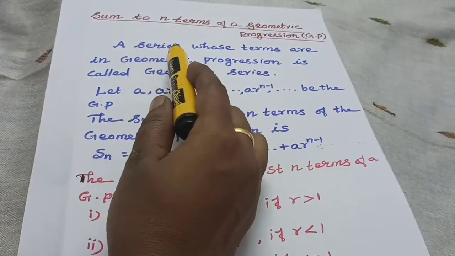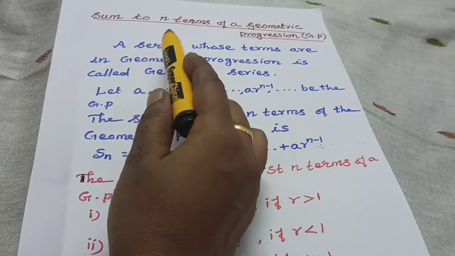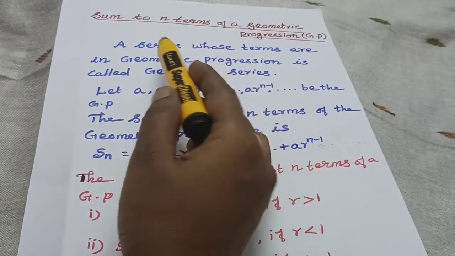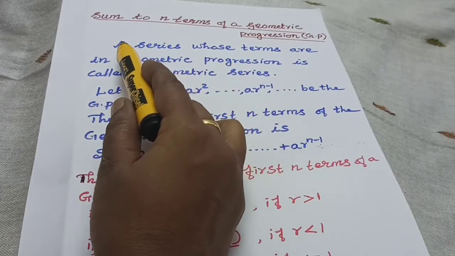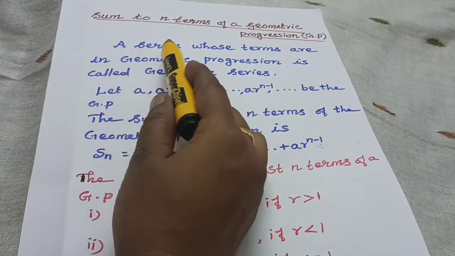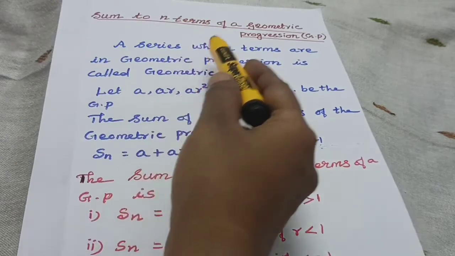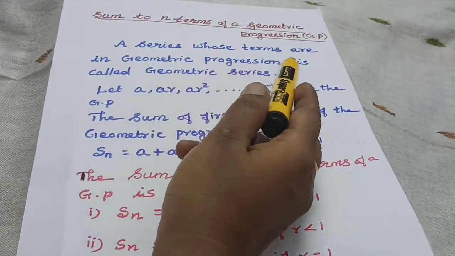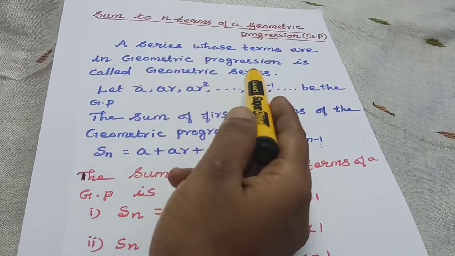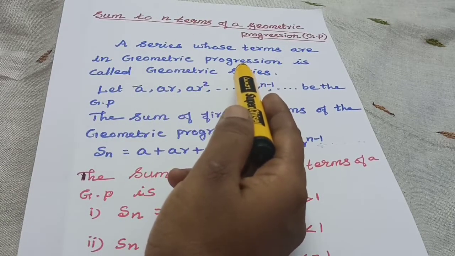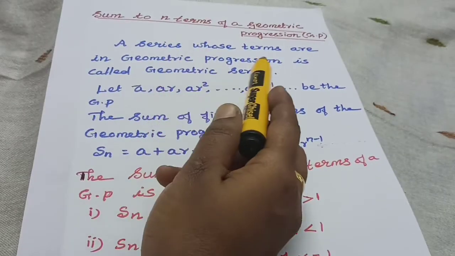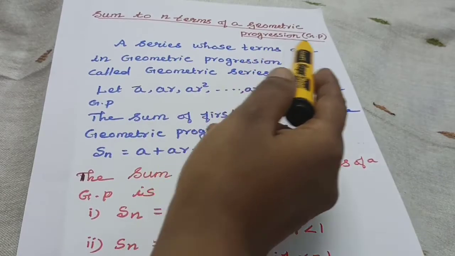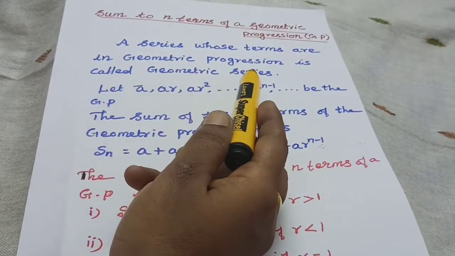What is meant by series? Sum of the terms of a sequence is called the series. Okay, that means what we can write? The sum of the terms of a sequence in geometric progression is called geometric series. In short form, sum of the geometric progression is called the geometric series.